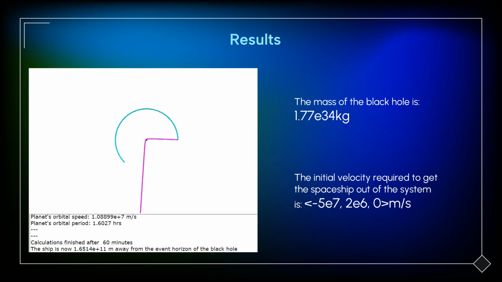A brief overview of the results here. I found the black hole's mass to be 1.77 times 10 to the 34th kilograms. And the initial velocity required for the spaceship to get out of the system is shown here, this number in the vector.